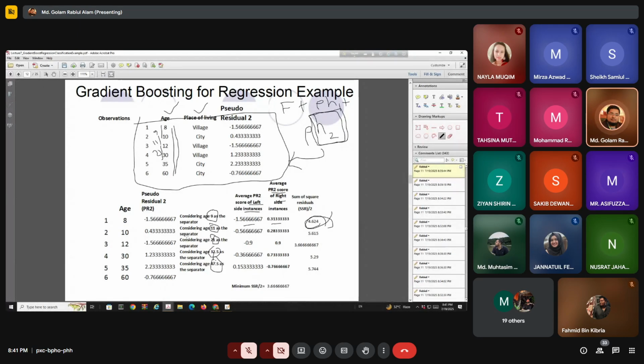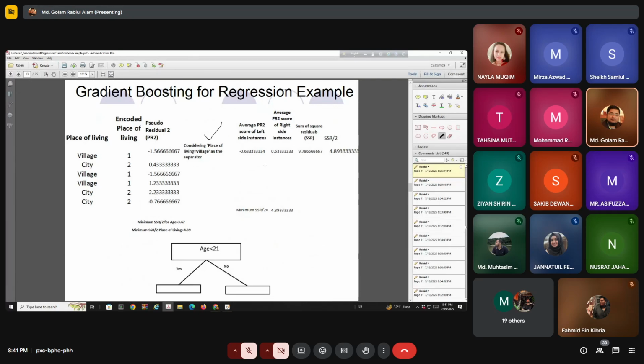Similarly, we have to check every one. 11, 21, we will get this value. And now which one provides us the lowest pseudo residual? Then we can see this is 3.67. This is the minimum one, and this is 21. So if we consider the age variable, then we have to consider age less than 21. But we have another variable, place of living, so we have to test it, and if we find out the SSR by 2, then here it is 4.89.